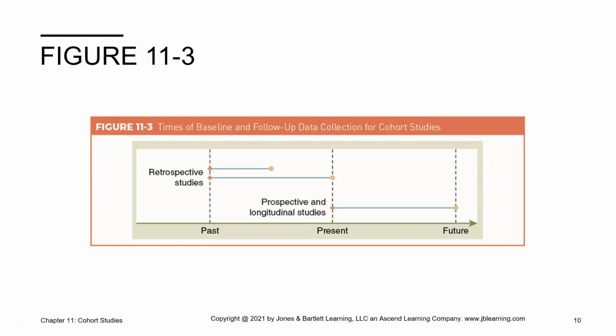So figure 11.3 goes over the different times for baseline and follow-up data for cohort studies. Here we have the present in the middle, then we have the past and the future. If we're starting off at the present, and we want to look at past exposures, then we will look at a retrospective study. We will use that retrospective study to look at the past exposure. Now the outcome could also be in the past or it could be present. But the one thing that we know that's always going to be in the past is the exposure.